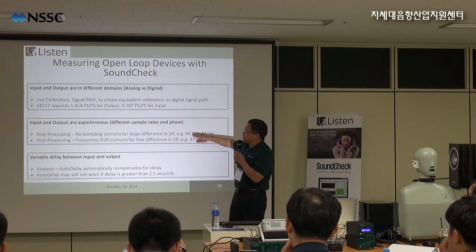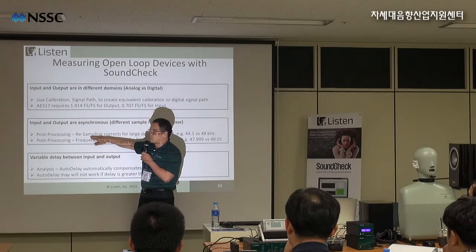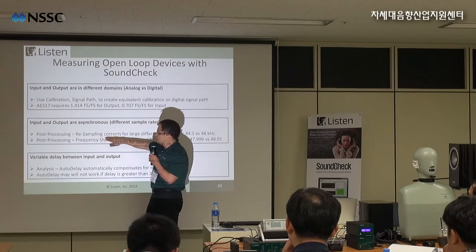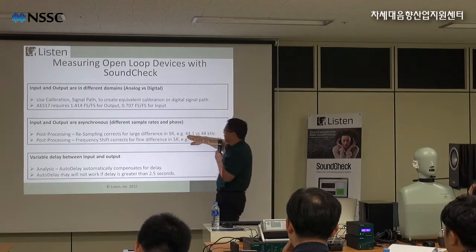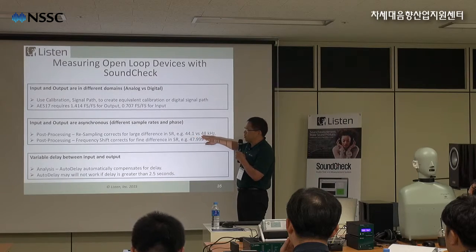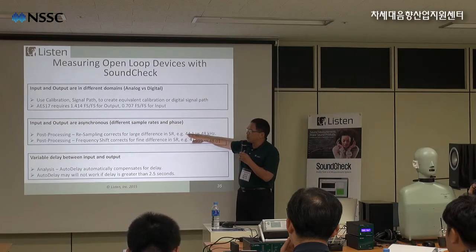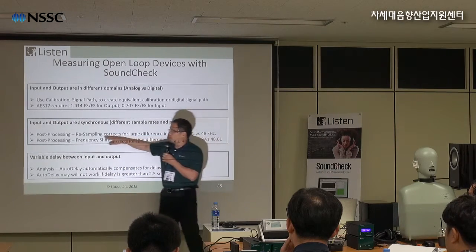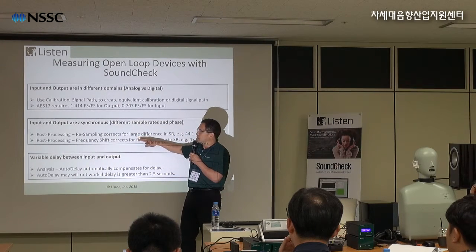And if you have different sample rates and phase, you have to do two things. First, you resample, because there's a big difference in the sampling rate. Let's say 44.1 kilohertz is one response, and your other response is at 48 kilohertz. There's a big difference in the sampling rate. So therefore, you have to go through what we call a resample step. I will show you how that works in SoundCheck.